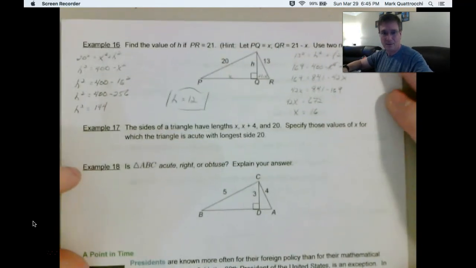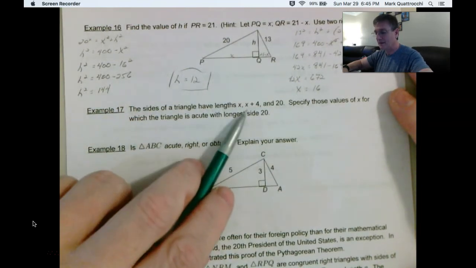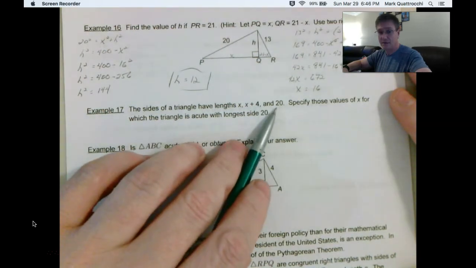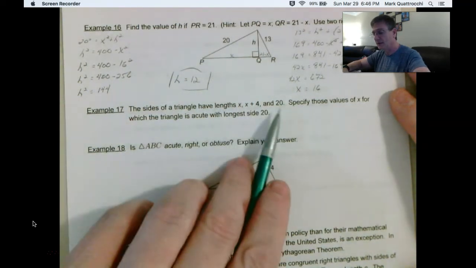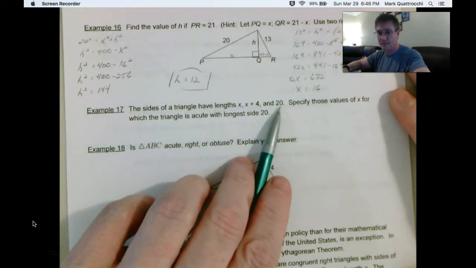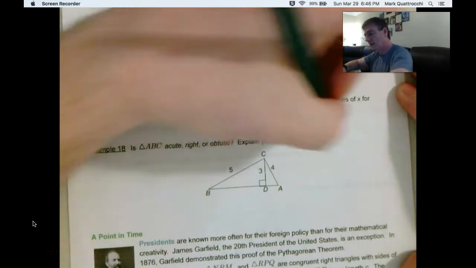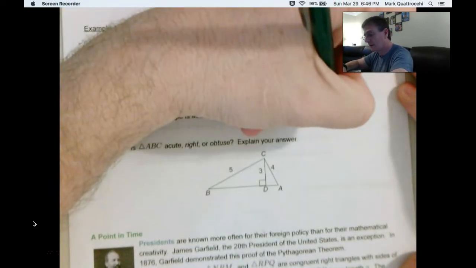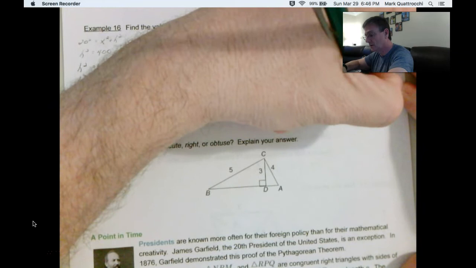Okay, example 17. The sides of a triangle have the lengths x, x plus 4, and 20. Specify those values of x for which the triangle is acute, with the longest side being 20. So this actually is a little bit easier than the problem that we had earlier, because this time I am telling you that the 20 is going to be the longest side, and that's going to be an acute triangle. We're not going to be doing this for multiple types of triangles. So 20 squared has to be smaller than x squared plus (x plus 4) squared.